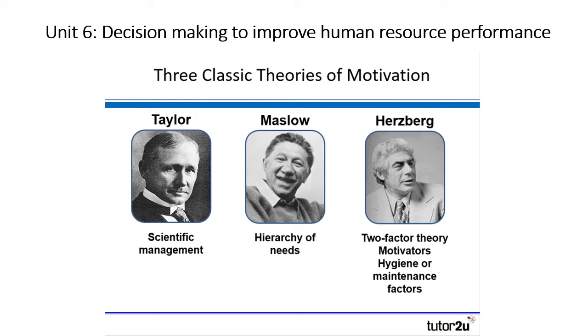So units 1 to 6 are more functional areas, really. We're looking at different areas of the business. We're looking at finance, HR, marketing, operations. When we move into the second year and we're looking at units 7, 8, 9 and 10, it's a bit more strategic. We're bringing all of that knowledge together, that understanding, and looking at how the business uses that all together to make its decision making.